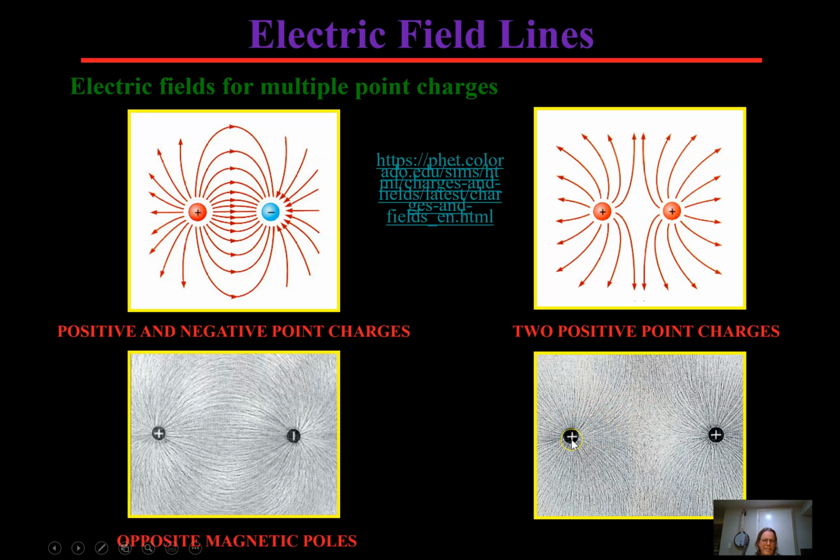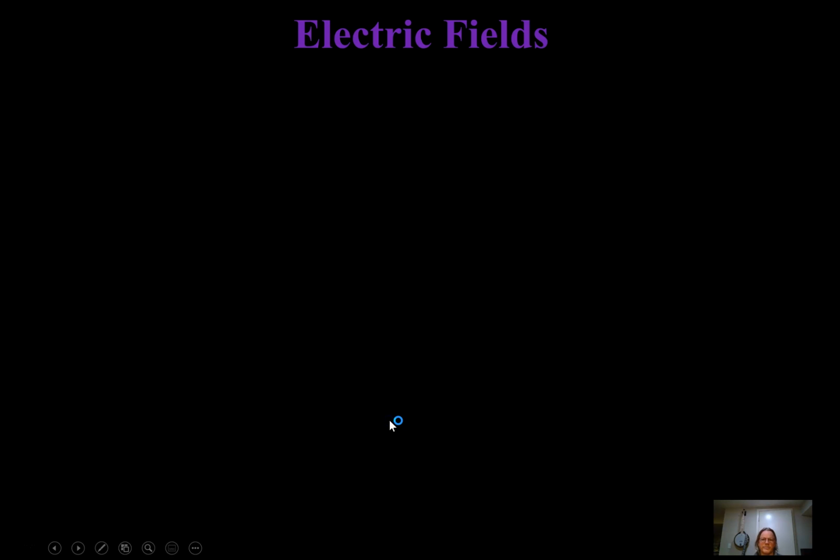And repelling, and who knows what they actually used. If they're actually using a magnet there, more than likely, and iron filings, I think is what they're doing. Oh, there it is. Opposite magnetic poles, okay, and alike magnetic poles. These are electric fields, not magnetic fields. But yes, they do look the same, even though magnetic field lines are not the same thing as electric field lines. More on that another time.